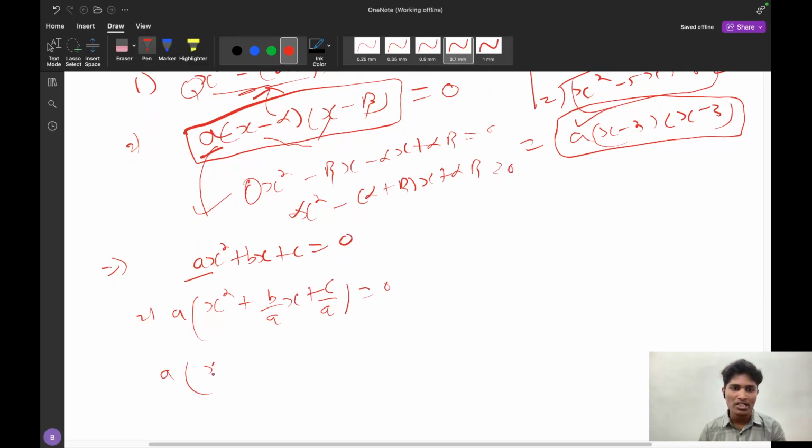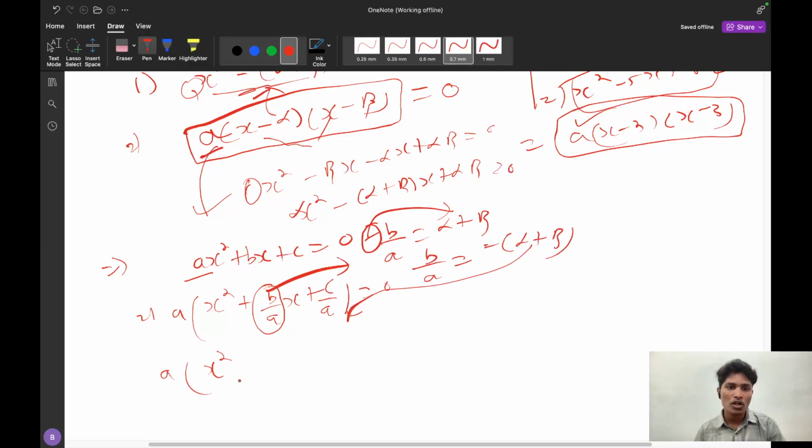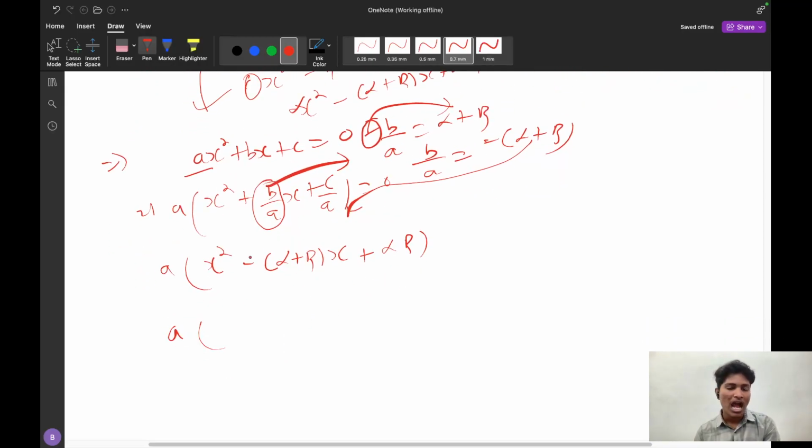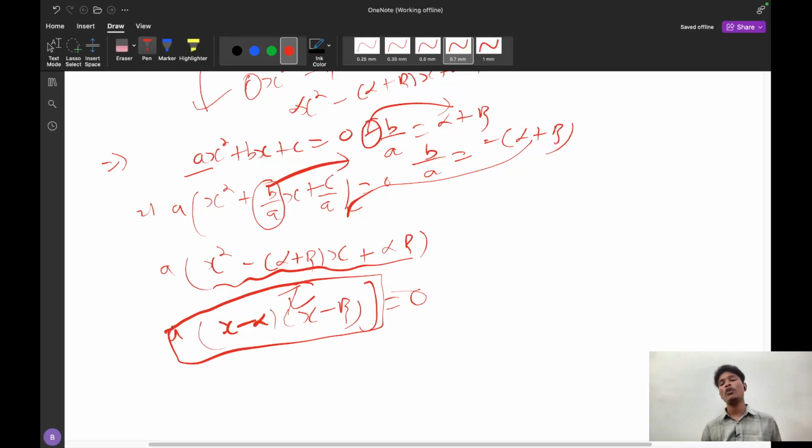Yes? A into x square. What is b by a? We already know minus b by a is the sum of the roots, alpha plus beta. So b by a is equal to minus of alpha plus beta. Simply substitute here: minus of alpha plus beta into x plus, what is c by a? c by a is the product alpha beta. So a into x square minus alpha plus beta x plus alpha beta. This I can entirely write as x minus alpha into x minus beta. Yes, if I open this, I will get it. So this is equal to 0. This is the reason why you are getting a multiplication of a into x minus alpha into x minus beta.